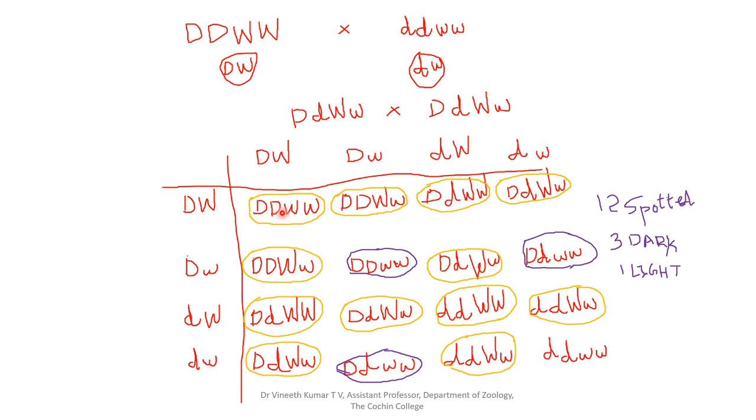You have here 4 plus 3 is 7, 7 plus 3 is 10, and 10 plus 2 is 12. So 12 is circled in yellow, and in that yellow you can see the presence of capital W. Whatever the gene D is, either capital D or small d, because capital W is present, the flower will be white. The phenotype is white with spots.